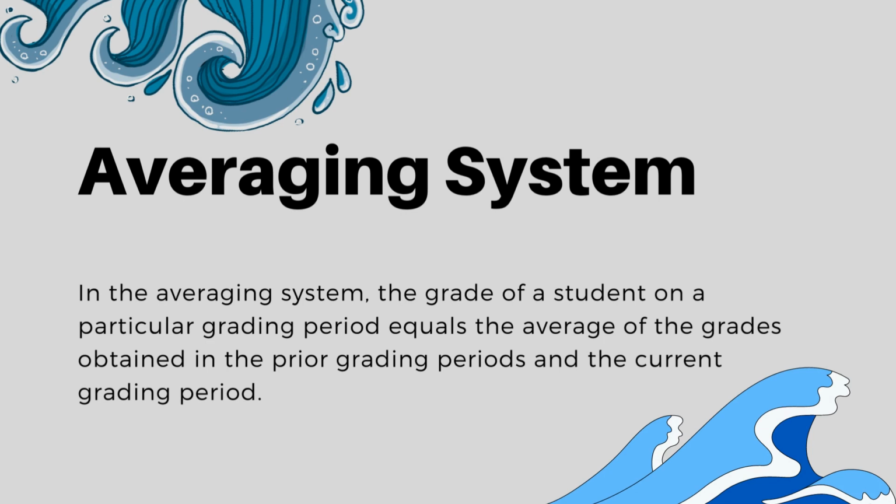Now, the next is the averaging system, where the grade of a student in a particular grading period is equal to the average of grades obtained in the prior grading periods and the current grading period. This kind of grading system is what we encountered in high school, where all of our grades in different subjects are added up and divided by how many subjects we have. And then the final result will be our average.